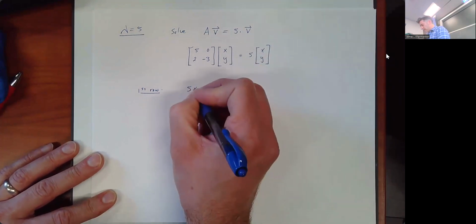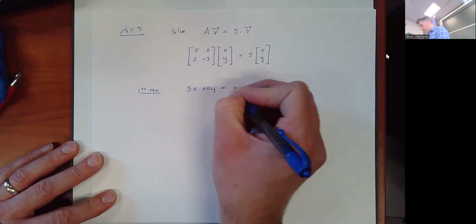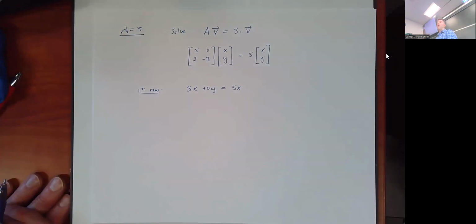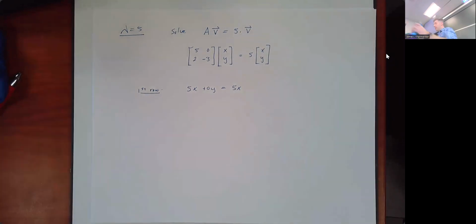So 5x plus 0y equals 5x. And this is one of those cases where that isn't helpful at all. Because what does that tell me? It tells me 5x equals 5x, which is true, but doesn't give me a value for x, right? X could literally be anything. It could be 2, it could be 3, it could be 7, it could be 1,000,000. You have all the choices here. So that's not helpful.